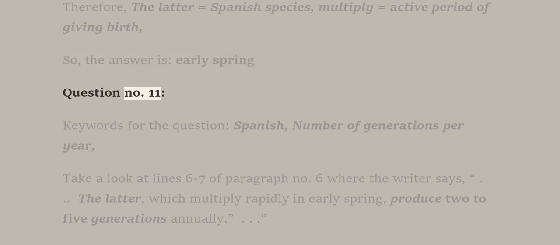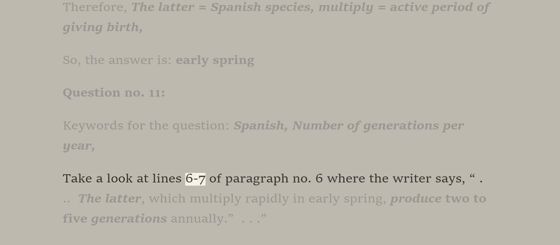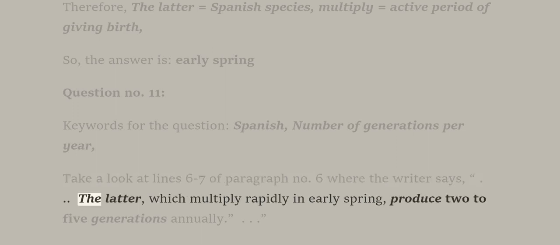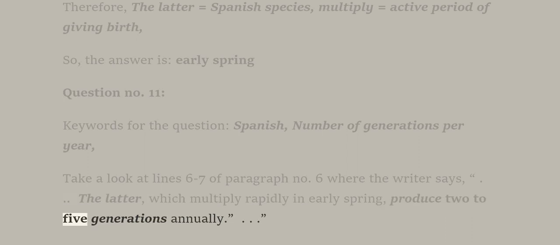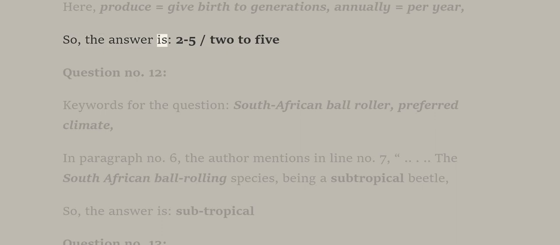Question number 11. Keywords for the question: Spanish, number of generations per year. Take a look at lines 6 to 7 of paragraph number 6 where the writer says, the latter, which multiply rapidly in early spring, produce 2 to 5 generations annually. Here, produce is equal to give birth to generations, annually is equal to per year. So, the answer is 2 to 5.